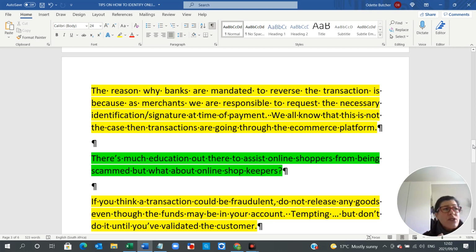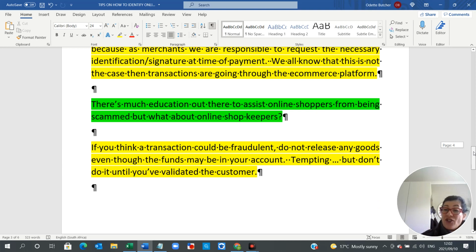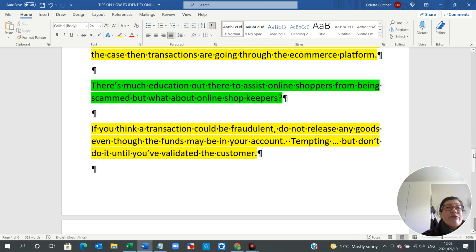I see that there is a lot of education out there for people who are shopping online so that they are not scammed. But there's very little that I could find for online shopkeepers like ourselves. So I've just dug into my own memory over the years to see how I have dealt with it, and I've created these pointers below. This hasn't been extracted from online. This is what we are actually using within our own online shop.